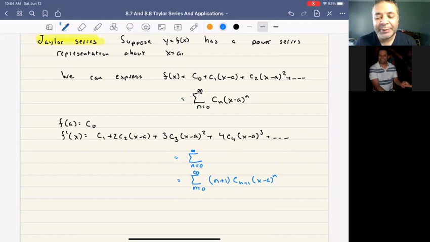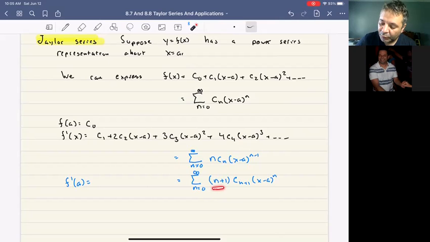Okay, so f prime of x is the sum, n goes from 0 to infinity, of n c sub n (x minus a) to the n minus 1. Remember, at n equals 0 this is 0, so I need to shift it. I also don't like this n minus 1. Now, what is f prime of a? F prime of a is just going to be, well, I'm just going to take the n equals 0 term, so it's going to be 1 times c sub 1.